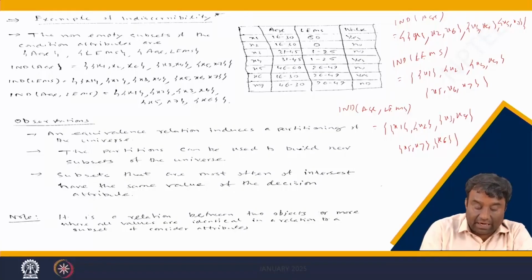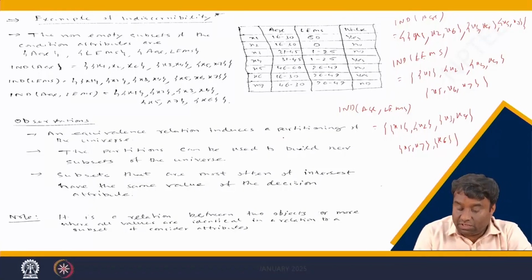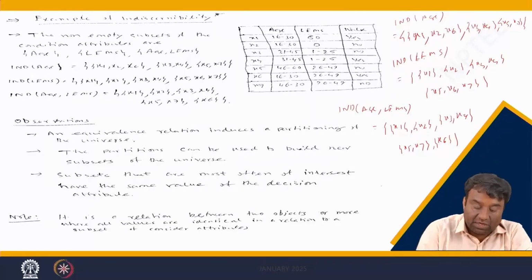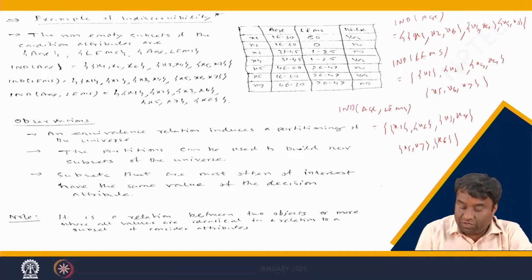So observation and equivalence relation induce a partitioning of the universe. The partition can be used to build new subsets of the universe. Subsets that are most often of interest have the same value of the decision attribute. Note, it is a relation between two or more objects where all values are identical in relation to the subset of a considered attribute. So that is basically the indiscernibility.